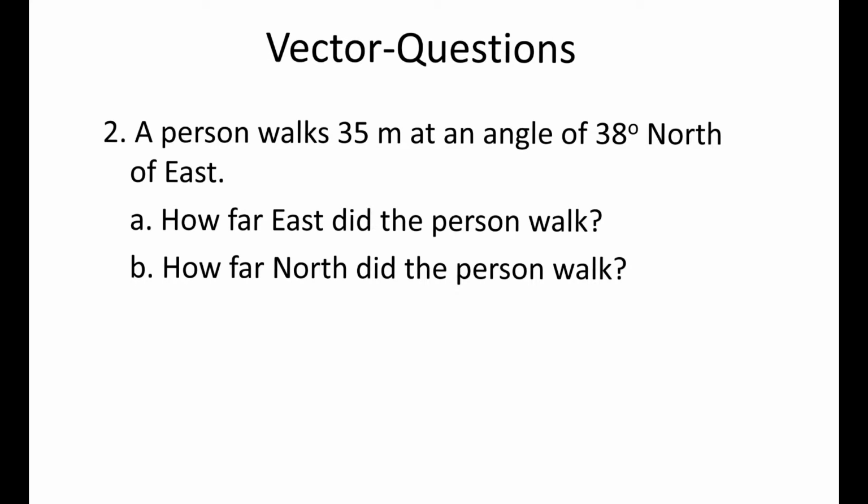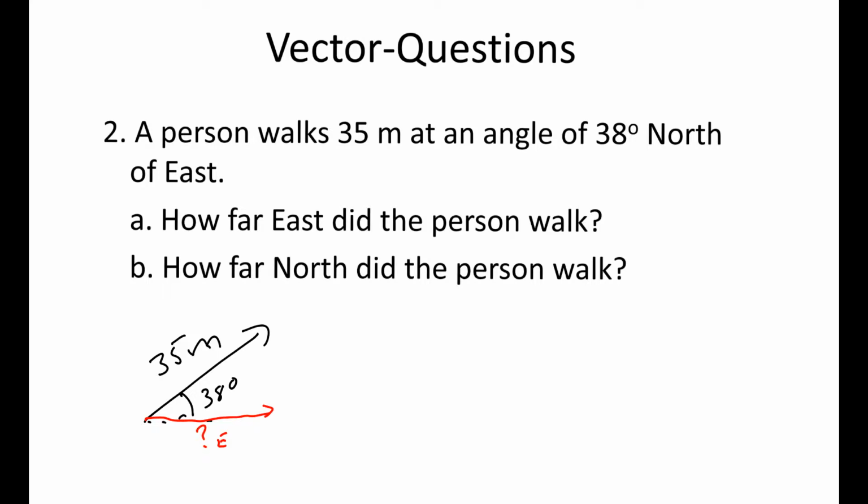Next question. A person walks 35 meters at an angle of 38 degrees north of east. How far east did the person walk? So they go 35 meters, and our angle there is 38 degrees. That's what we want to figure out first: how far east. How can we find that side? Is it going to be sine, cosine, or tangent? Cosine.